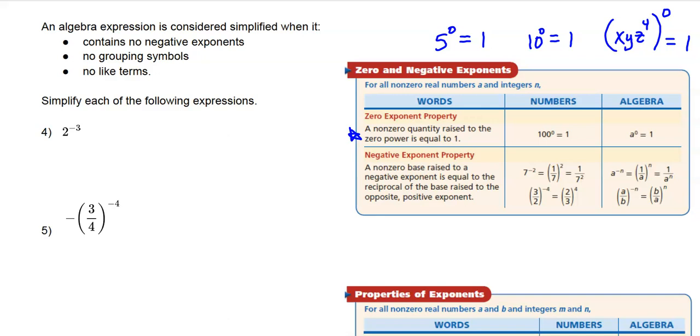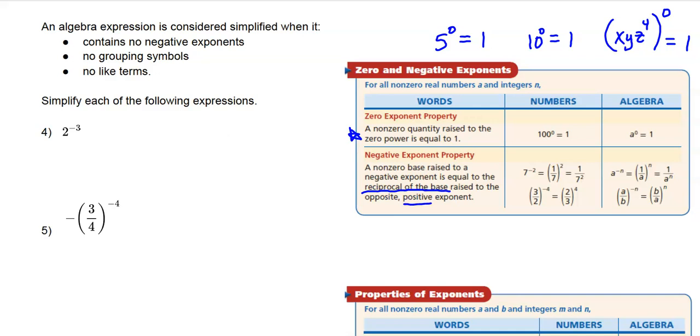Now, negative exponents are a little bit trickier. So negative exponents, it basically says if you have a non-zero base raised to a negative exponent, it's equal to the reciprocal of the base. So that's kind of important. The reciprocal of the base raised to the opposite positive exponent.